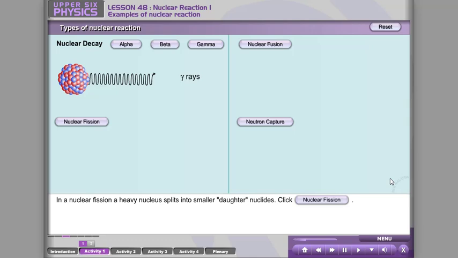In a nuclear fission, a heavy nucleus splits into smaller daughter nuclides. Click the nuclear fission button. In nuclear fusion, two light nuclei combine to form one heavier nucleus. Click the nuclear fusion button.